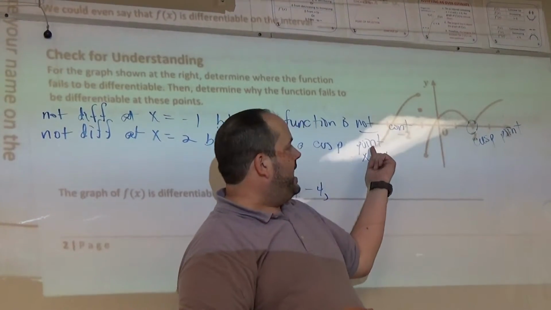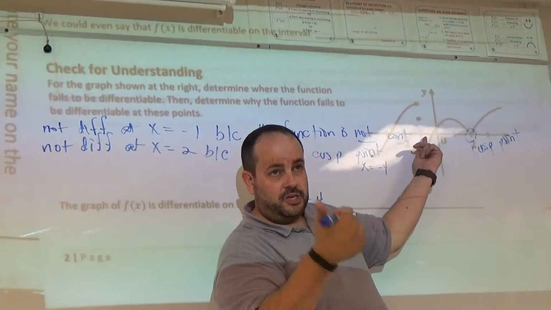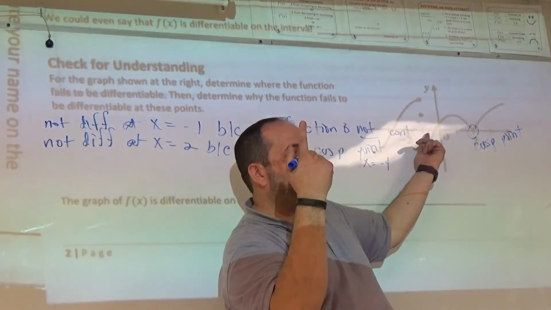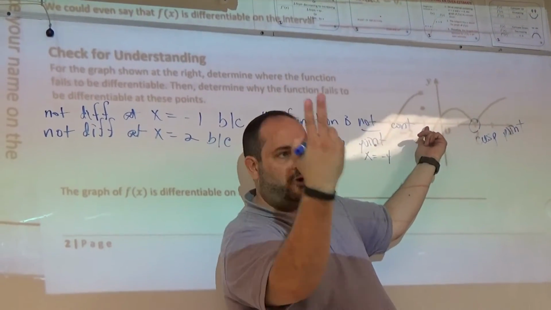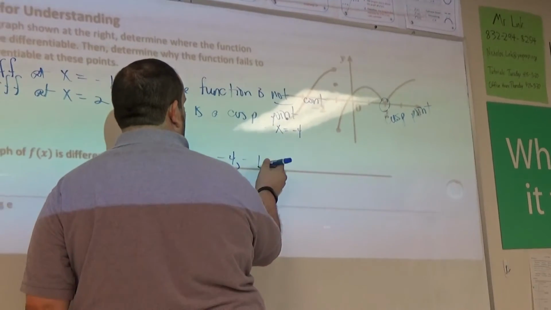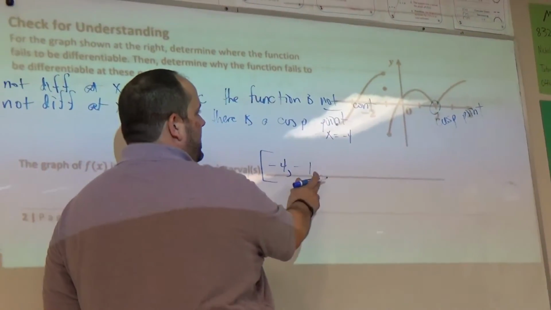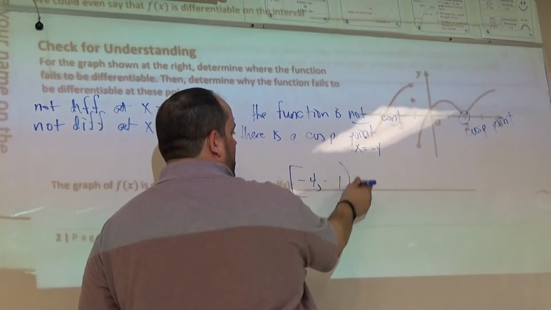Is everybody okay? From negative 4 all the way until x equals negative 1, is the function continuous? Yes. Do we see any sharp points? No. Do we see any vertical tangent lines? No. So you are differentiable from negative 4 to negative 1, and I'm going to use a bracket at the negative 4. How about negative 1? Gonna have to use parentheses.